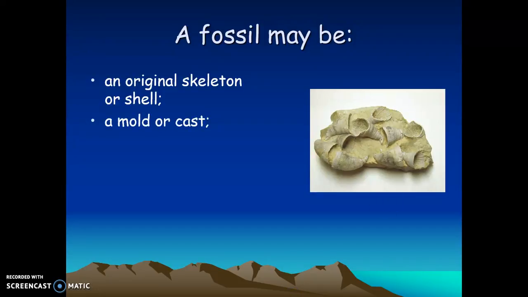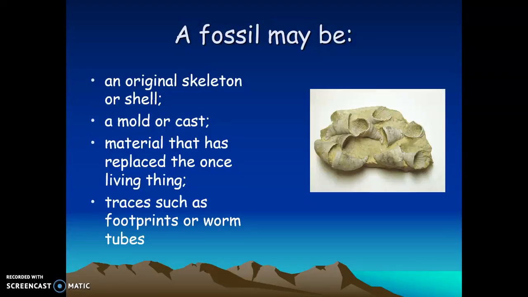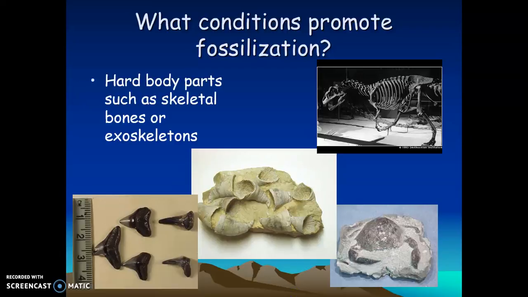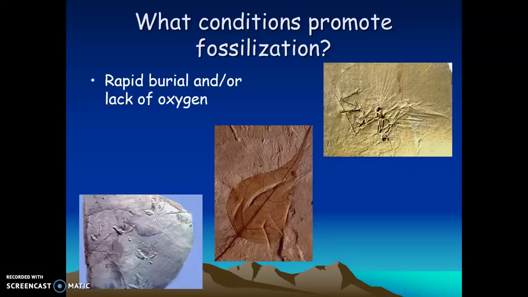a mold or cast, material that has replaced the once living thing, traces such as a footprint or a worm tube. What conditions can promote fossilization? Hard body parts such as skeletal bones or exoskeletons, such as the dinosaur picture located to the right. Also, rapid burial or lack of oxygen. So we can see that once the leaf is laid down on the rock, it developed a lack of oxygen and it morphed into the rock.